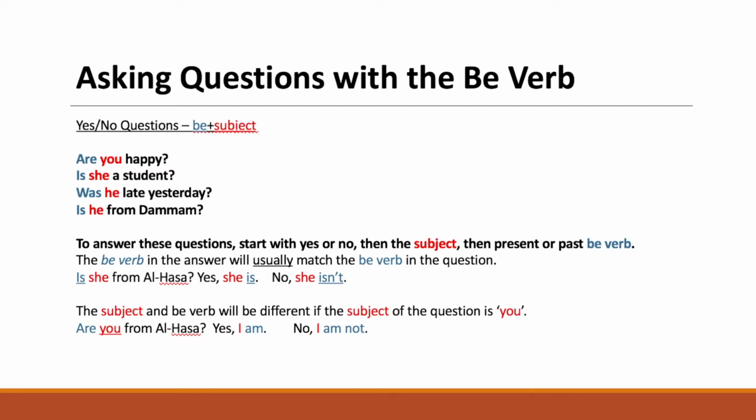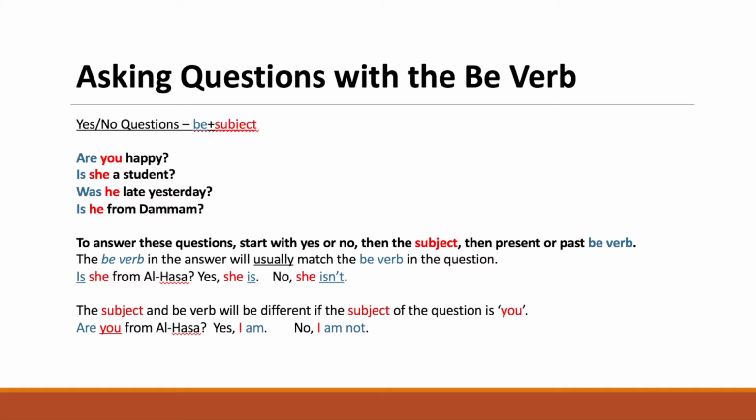However, if the question subject is you, we have to change the answer to match, so I would be your subject. For example, are you from Al-Hassa? Yes, I am. Or, no, I am not. It's also important to remember that not only do you have to change the subject to match, you must also change the form of the be verb. Are you from Al-Hassa? Yes, I am. Because the subject in our answer is I, we must use the correct form of the be verb, am.